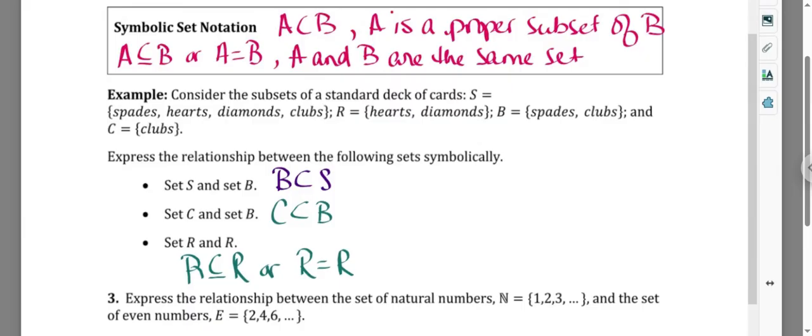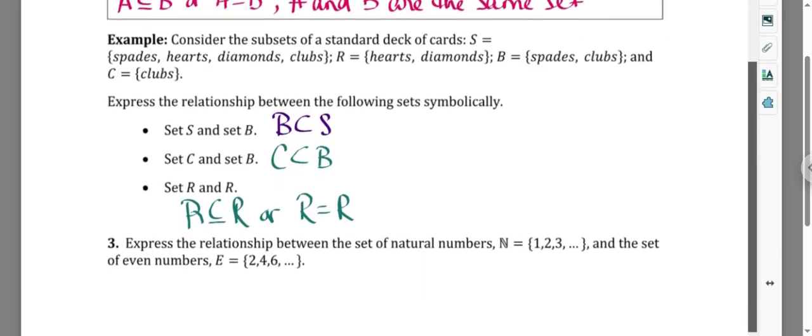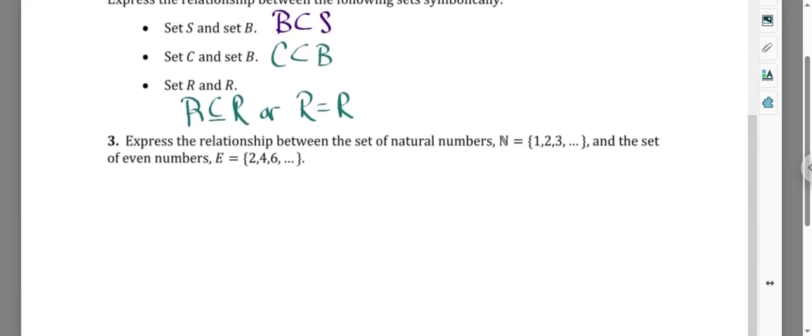What about number 3? We have the natural numbers starting at 1, 2, 3 and keeps going. And we have the even numbers, 2, 4, 6 and on. So do we have the exact same set? Or is one a subset of the other? So in other words, does one have elements that are not included in the other one? Are we missing elements in one of them?